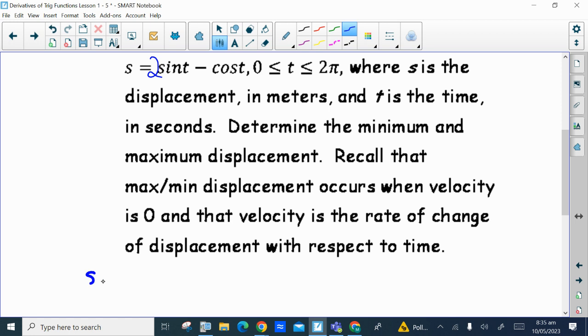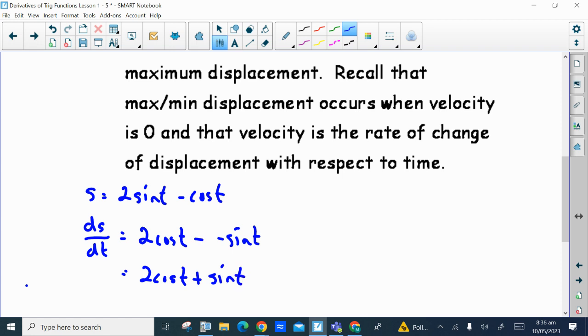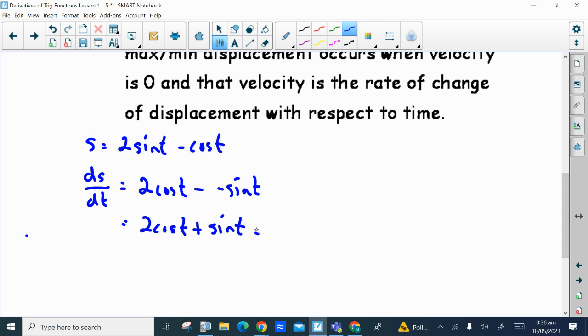So if we start with s equals 2 sine t minus cos t, then we will differentiate with respect to time. The derivative of sine is cosine, so the derivative of 2 sine t will be 2 cos t, minus the derivative of cosine, which is negative sine t. So that'll give us 2 cos t plus sine t. And remember, our critical numbers occur where that equals 0.